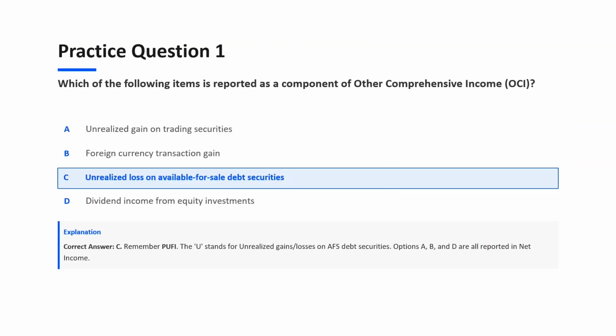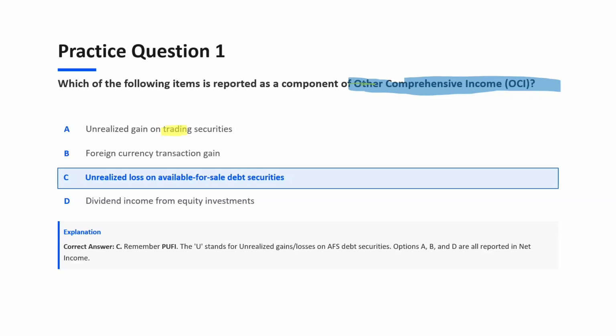Okay, so let's do a practice question here. The question is asking which of the following items is a component of other comprehensive income. So let's go one by one. Unrealized gain on trading securities. Here the key word is trading. Remember, if it was available for sale, that would go there, but because it's trading, it goes to net income.